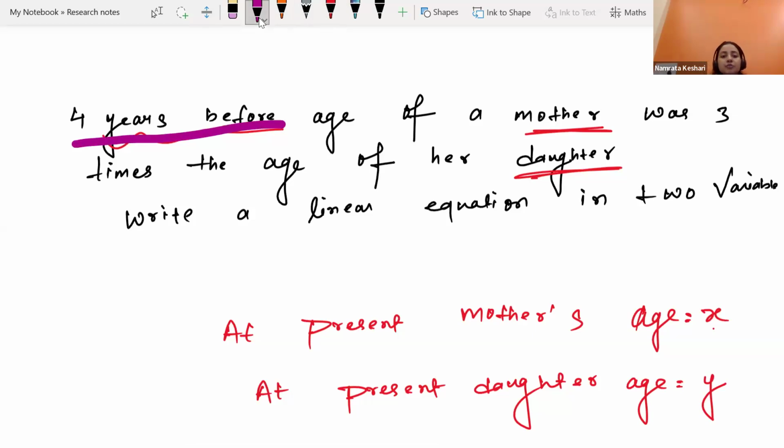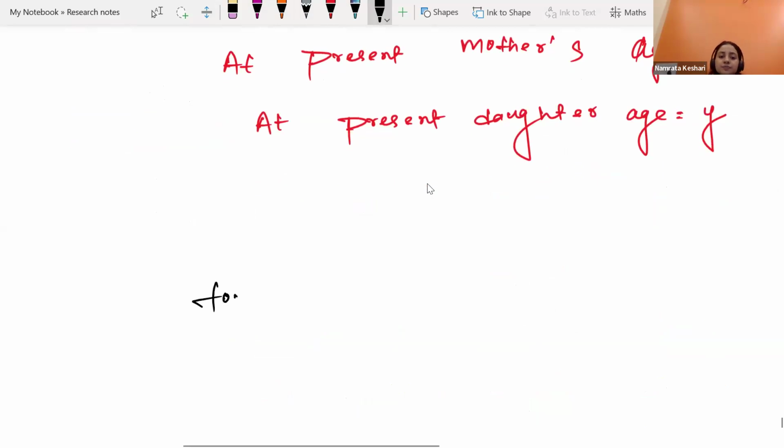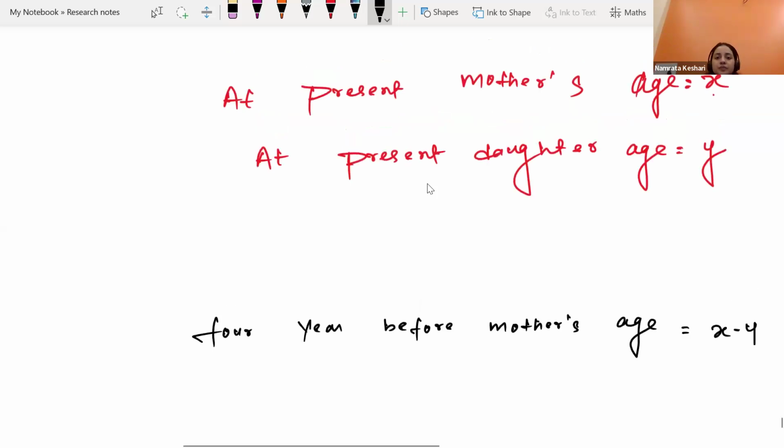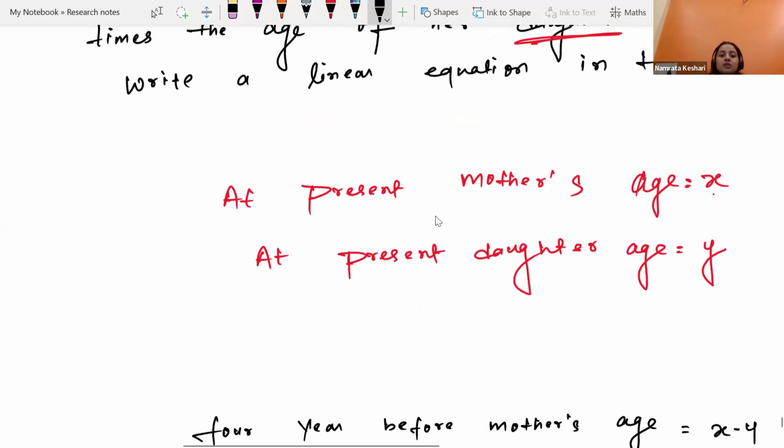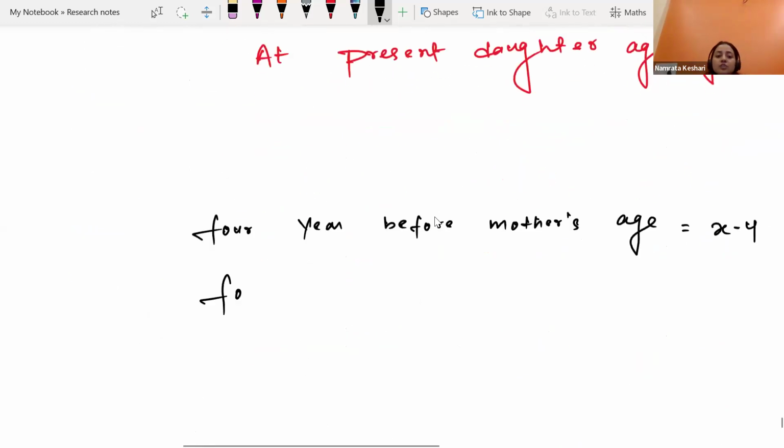Okay, now let's read the question very carefully. 4 years before, age of mother was x minus 4. 4 years before, mother's age was, now it is x, then 4 years ago it must be x minus 4. 3 times the age of her daughter. 3 times the age of her daughter is whatever age the daughter was having at that particular time. That's 3 times. That means 4 years ago, daughter's age also we have to take.